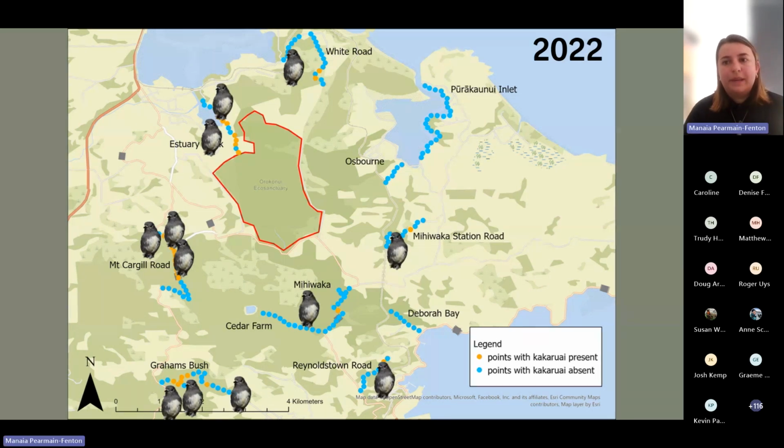By 2022, we can see 4 more sites have been colonized for the first time. The original 3 sites, White Road, Estuary Track, and Mount Cargill, also still have resident birds. So we can see that Graham's Bush in the bottom left-hand corner, this one was nearly 3 kilometers away from the eco-sanctuary, yet it still contained quite a high number of birds during the survey. Even though it was far away, it contained ideal habitat and was well connected through corridors.